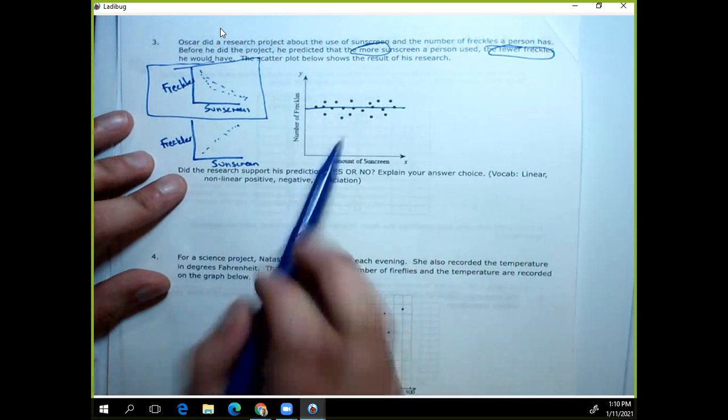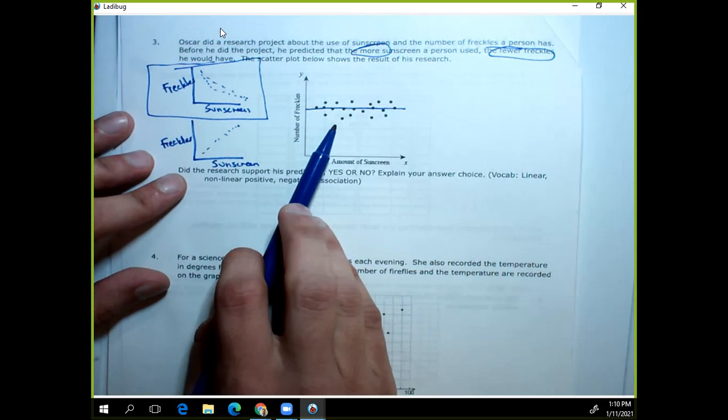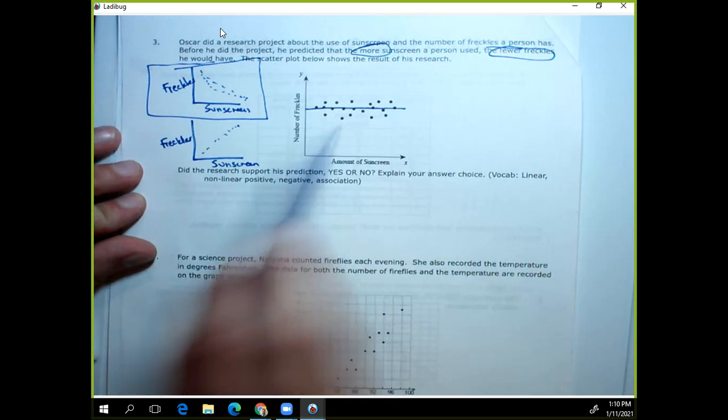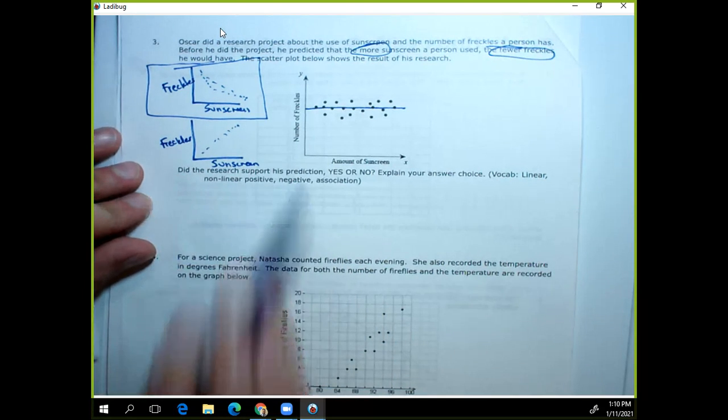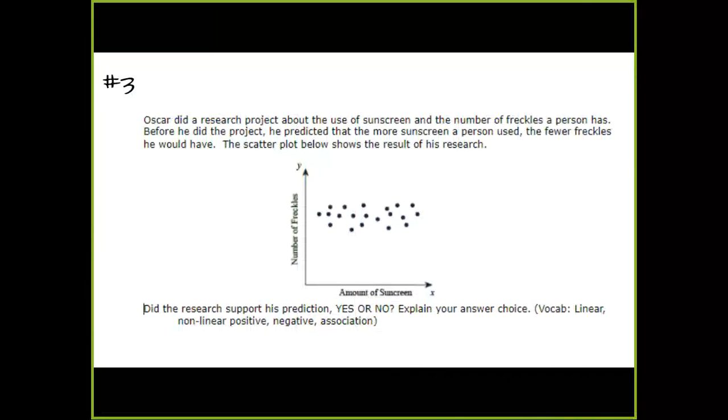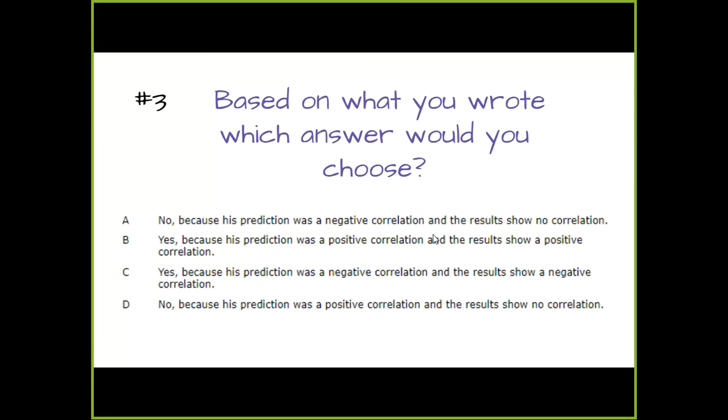But what's presented to us? Is that what's presented to us, a negative correlation? No. So it's asking, did the research support his prediction? It would be no. So let's take a look at what the answer choices give us. All right, so we can automatically go ahead and eliminate which ones? B and C. So go ahead and we'll eliminate B and C because those ones say yes, but we already know the answer is going to be no. So we just need to look at A and we need to look at D.